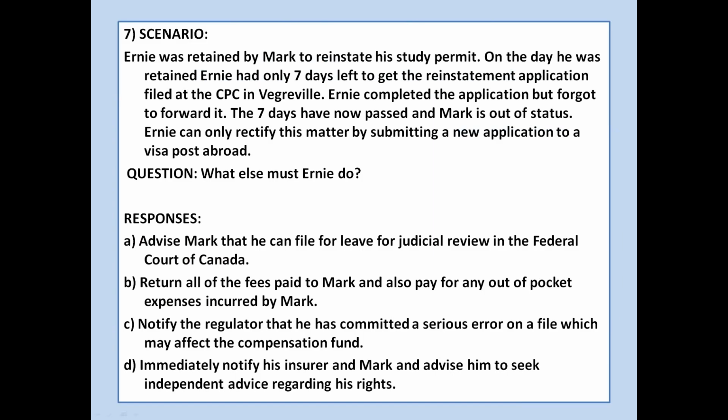Okay, this question here, we have number 7. The scenario is Ernie was retained by Mark to reinstate his study permit. On the day he was retained, Ernie had only 7 days left to get the reinstatement application filed at the CPC in Vegreville. Ernie completed the application but forgot to forward it. The 7 days have now passed and Mark is out of status. Ernie can only rectify this matter by submitting a new application to a visa post abroad. What else must he do?